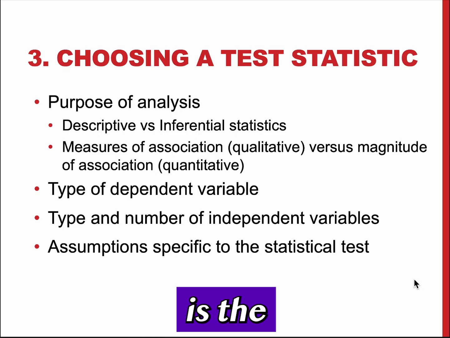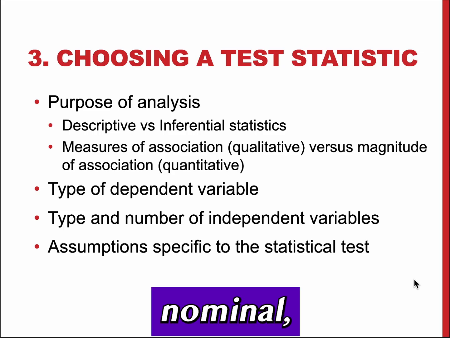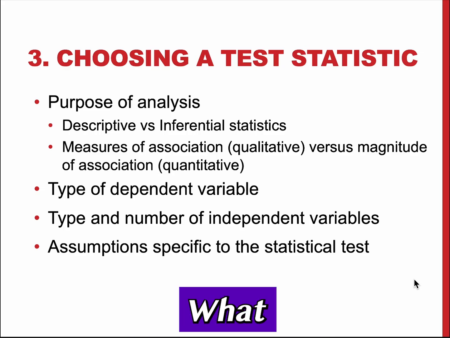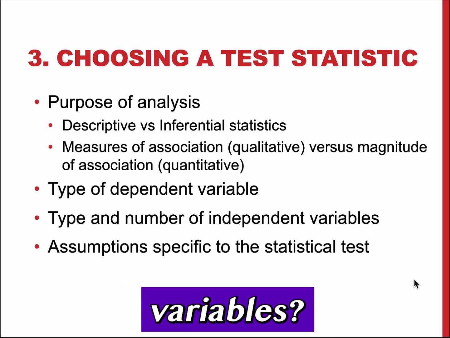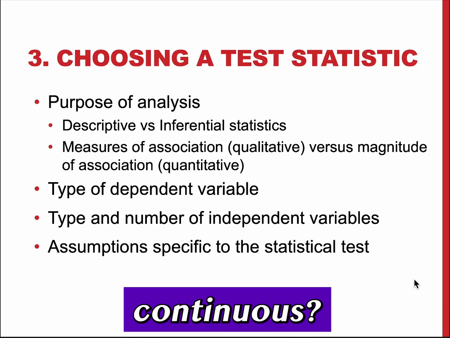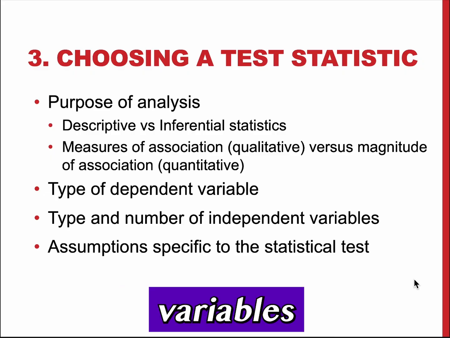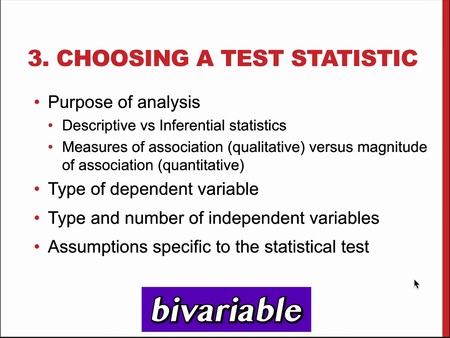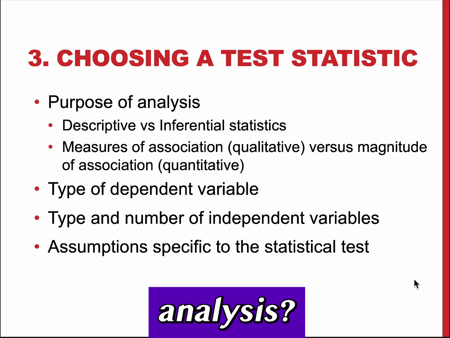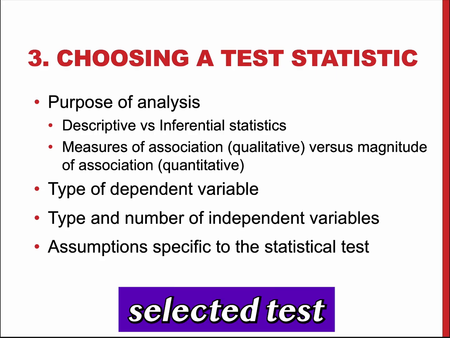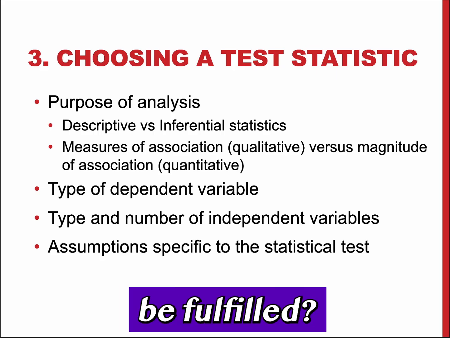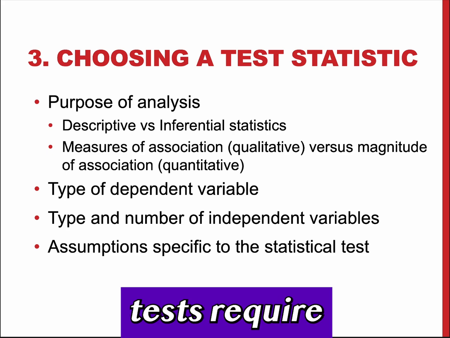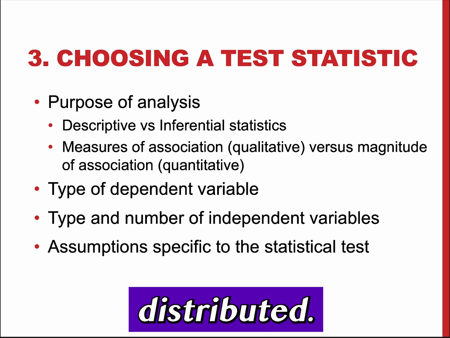What type of data is the dependent variable? Is it nominal, ordinal, or continuous? What type of data are the independent variables? Are they nominal, ordinal, or continuous? How many independent variables are being compared to the dependent variable? Is this a univariable, bivariable, or a multivariable analysis? And are there assumptions of the selected test that must be fulfilled? For example, parametric statistical tests require that the groups be normally distributed.